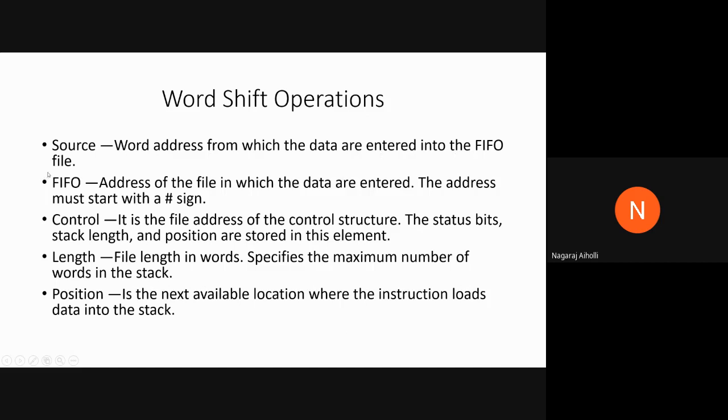It's almost the same discussion that we did for the sequencer registers and the bit shift operations. That is, source is the word address from which the data are entered into the FIFO file, the input from where we are entering the data into the FIFO file or in the stack memory. That is called the source. FIFO is the address of the file in which the data is entered. The address must start with the hash symbol. The address of the file in which the data is entered is called the FIFO memory or the stack memory. The full form of FIFO is first in first out.